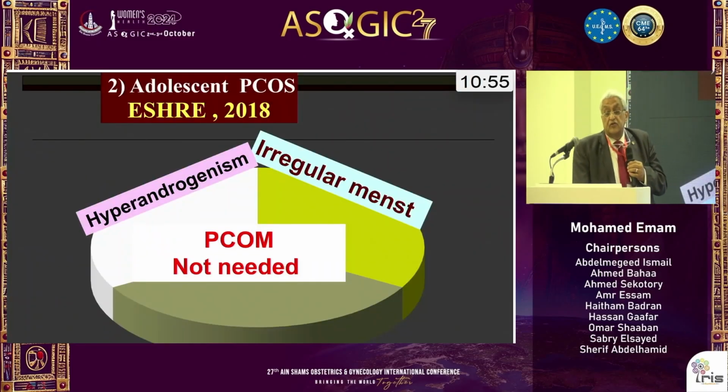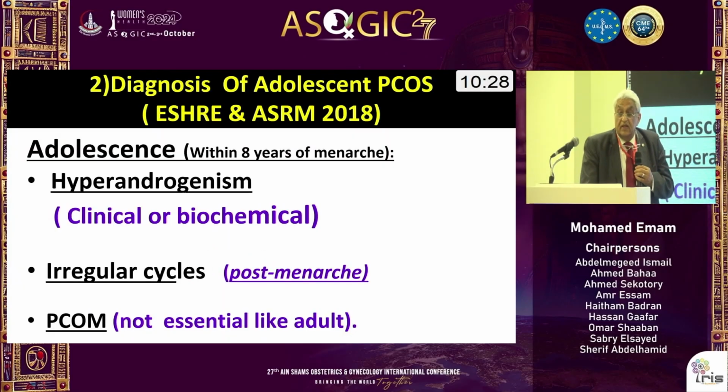Though adolescent polycystic syndrome can be diagnosed by the following: hyperandrogenism and irregular menstruation. The Rotterdam criteria for adulthood include 2 of these 3 items, but in adolescents, only 2 items are required: hyperandrogenism, which is the clinical picture of hyperandrogenemia, and irregular menstruation. Polycystic ovarian morphology is not needed at that age. Why? Because at this age, a multifollicular ovary can mimic this polycystic ovarian morphology.